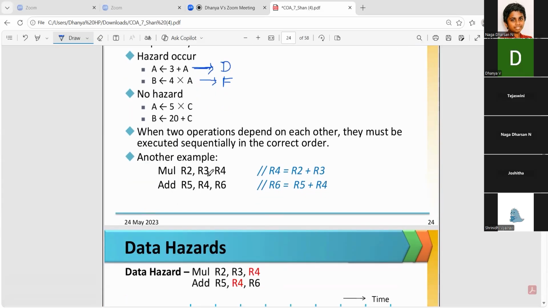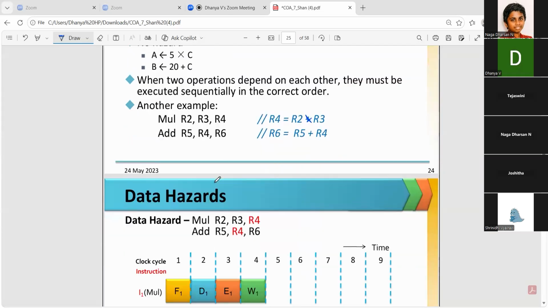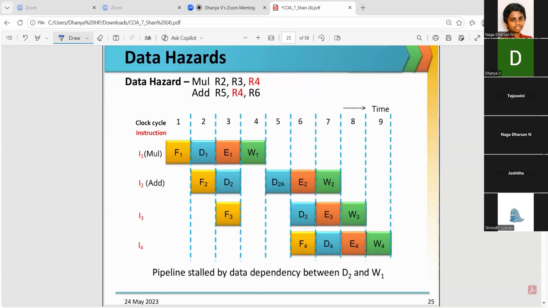And then again the same similar example. So R4 is our destination and R6 is the destination. The first two are our sources. So R2 plus, it's wrong here. It's multiplication. So R2 into R3 is getting stored in R4. So we need R4 in our second instruction. So R5 plus R4 equal to R6. So this R4, we need it over here, right? So it's getting dependent. So there might be some inconsistency that might happen.